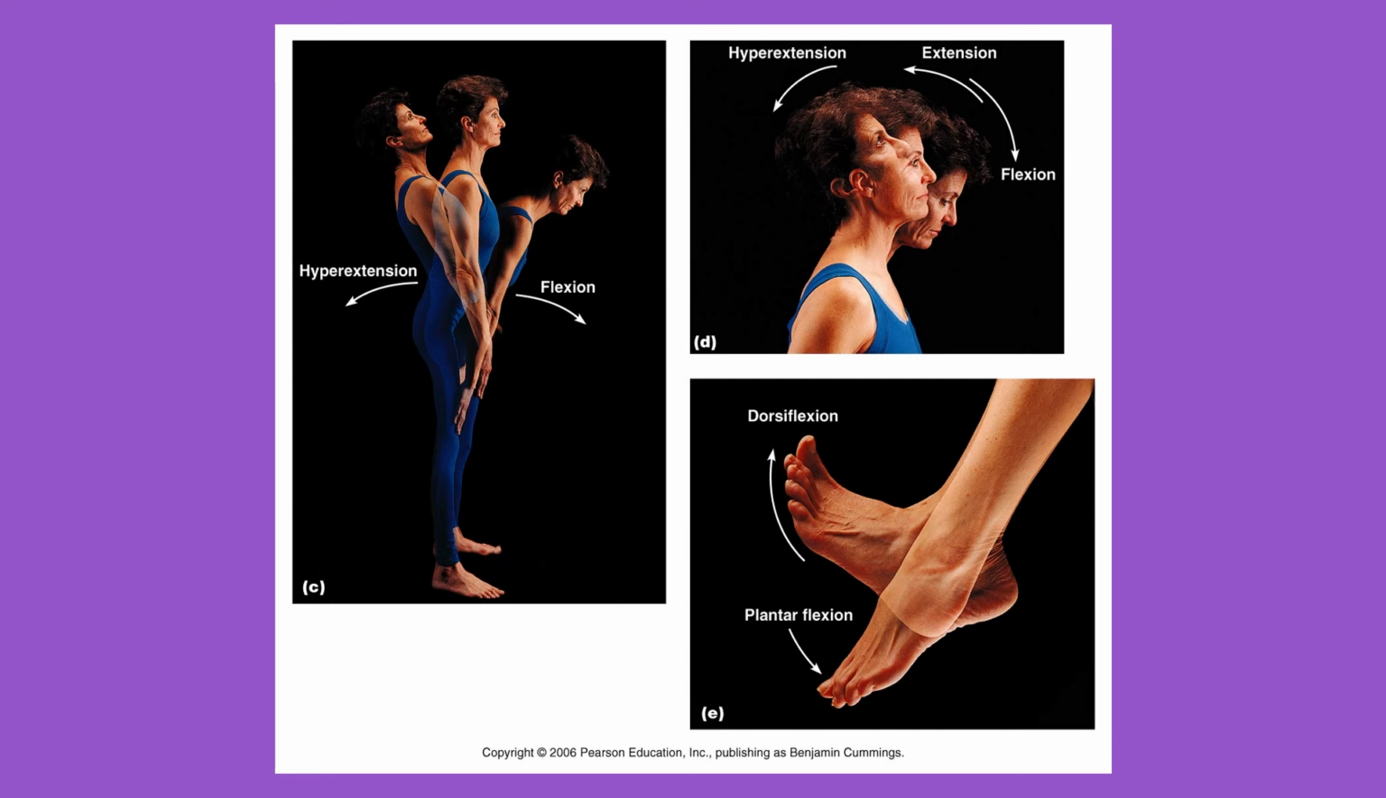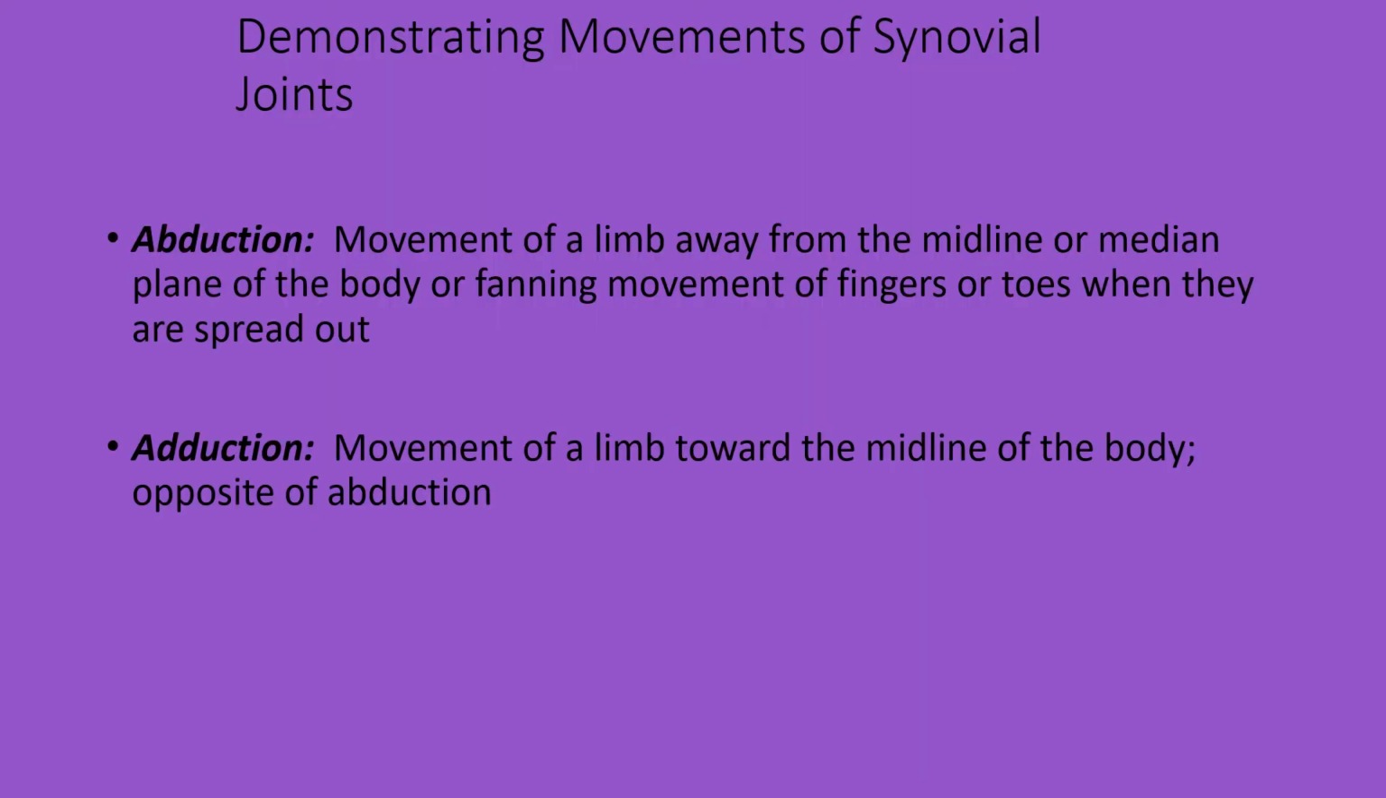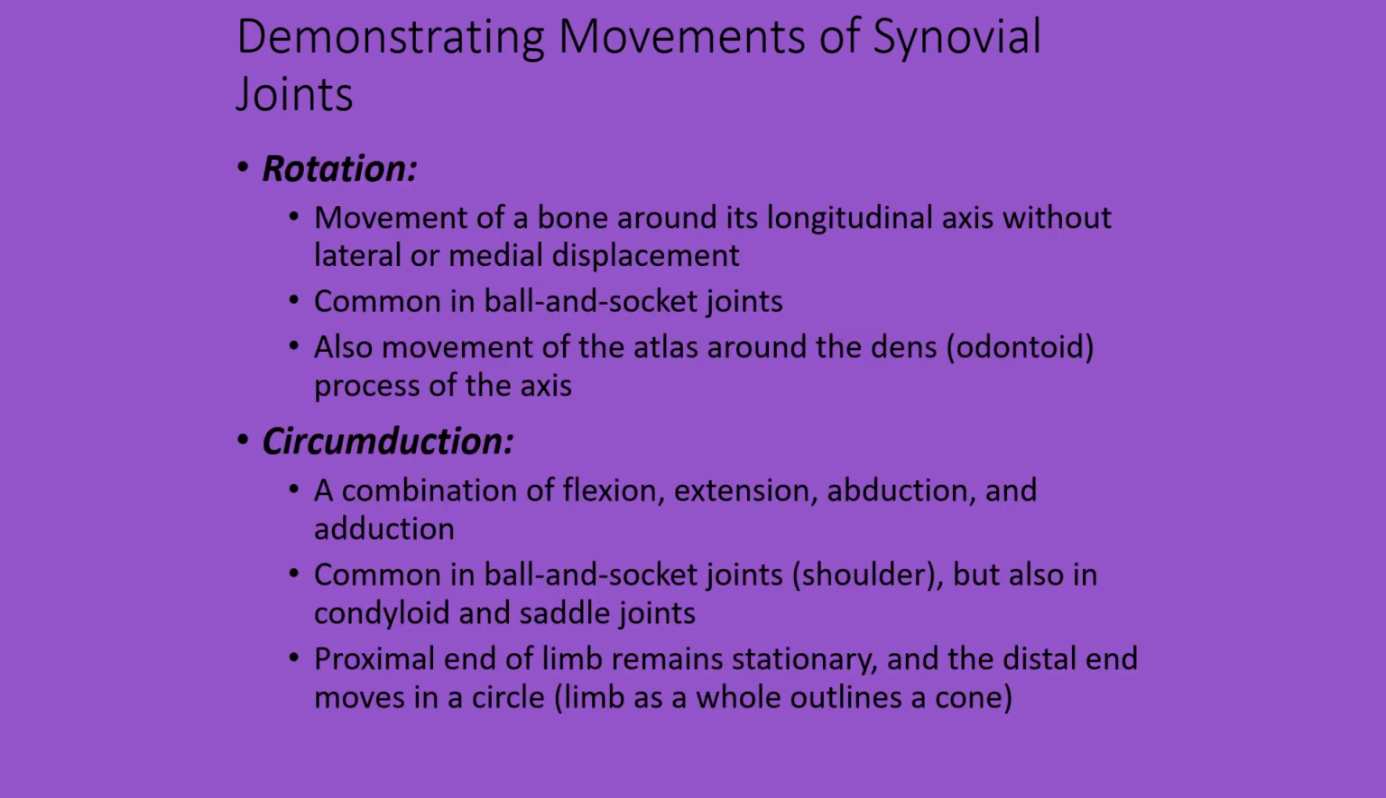Now, extension and flexion, we do give different names when dealing with the foot. We'll talk about that in just a moment. Abduction and adduction is with the limb, so the arms and the legs only, and the movement away from the midline or towards the midline. So with abduction, think you're taking away, you're moving away from that midline. Adduction, you're adding back to it.